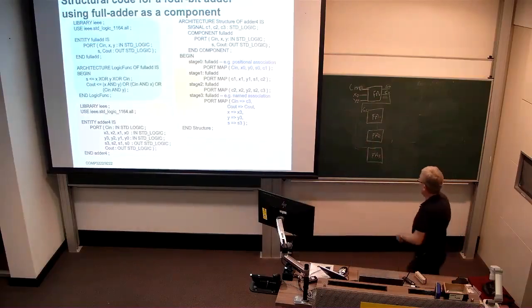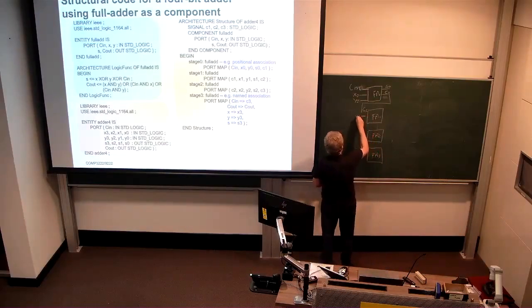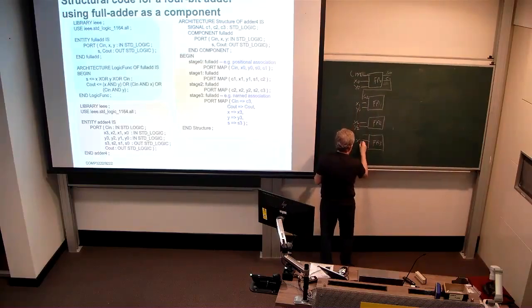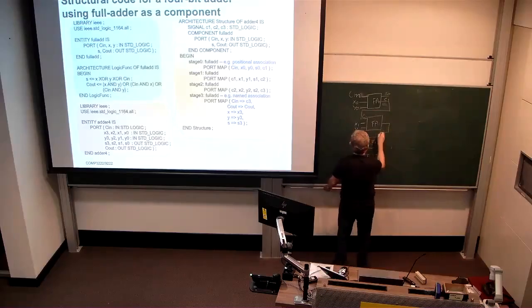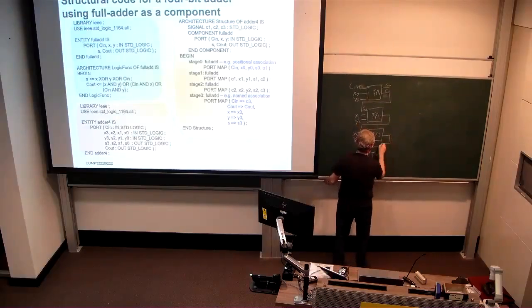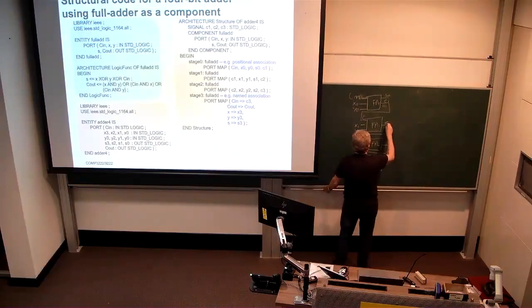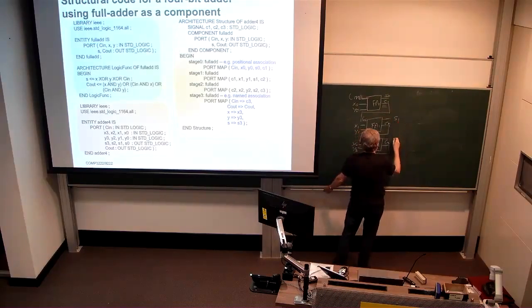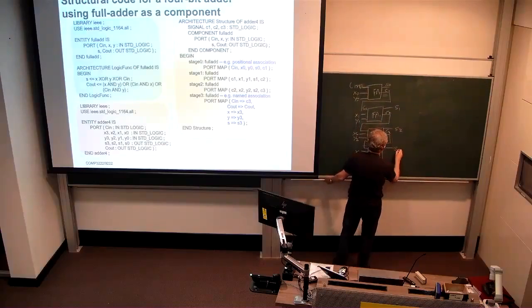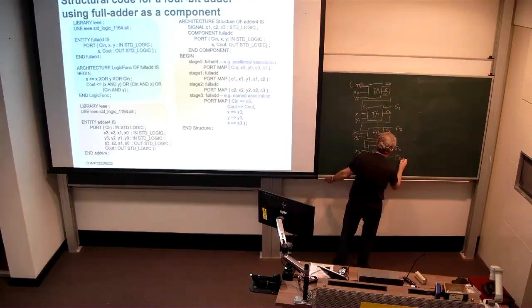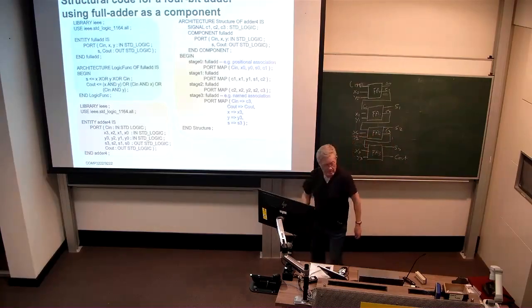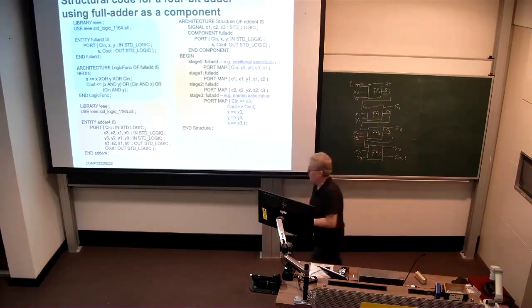So we could keep on going. We're going to have X1 and Y1, X2 and Y2, and X3 and Y3, and we have our carries connecting up these full adders, respectively C2 and C3, and we have S1, S2, and S3 being produced, as well as C out from our final one. So that's the structure that is being created here.